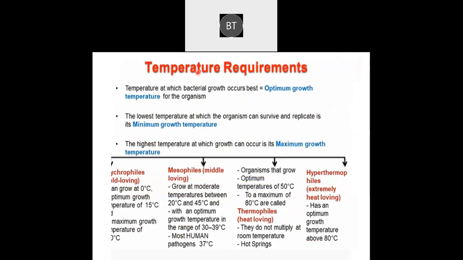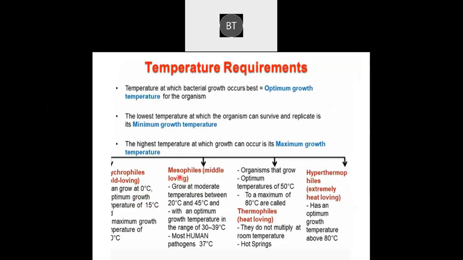Based on the temperature requirements, the temperature at which bacterial growth occurs best is known as the optimum growth temperature for the organism. The lowest temperature at which the organisms can survive and replicate is the minimum growth temperature. The highest temperature at which growth occurs is known as the maximum growth temperature. Based on this, we have psychrophiles, that is cold loving. These bacteria grow at 0 degrees centigrade, but the most optimum growth occurs at 15 degrees centigrade.